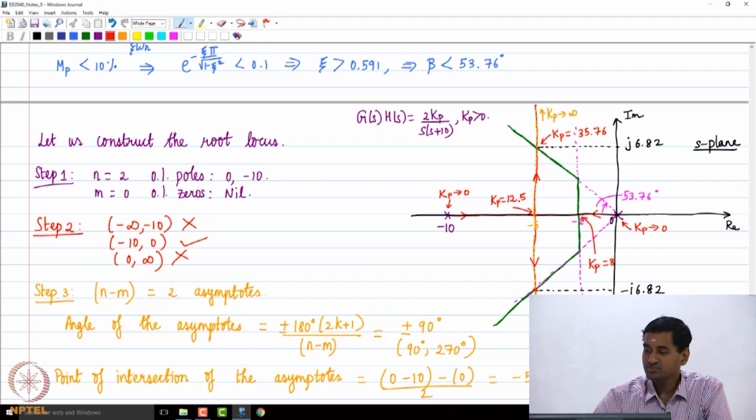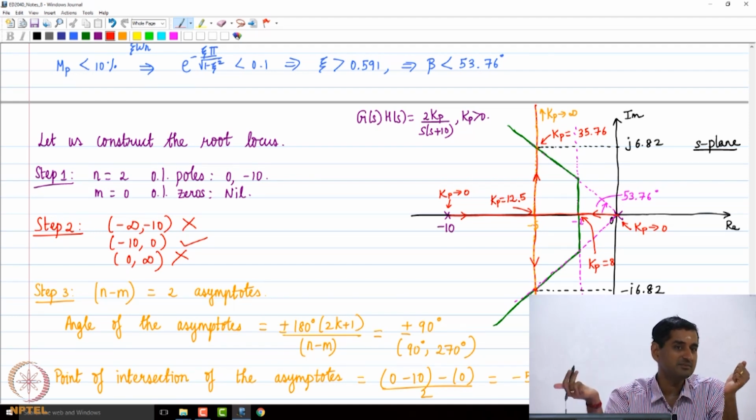Why is 12.5 the transition point? Please note that the two branches of the root locus start from minus 10 and 0. When Kp increases from 0, you can immediately see what's happening. One branch is going to come on the real axis in this manner. Another branch is going to start from 0 and travel to the left. What do these branches indicate? They are the closed loop poles. So till Kp equals 12.5, both branches are on the real axis.